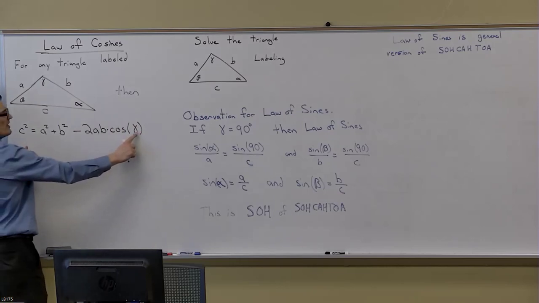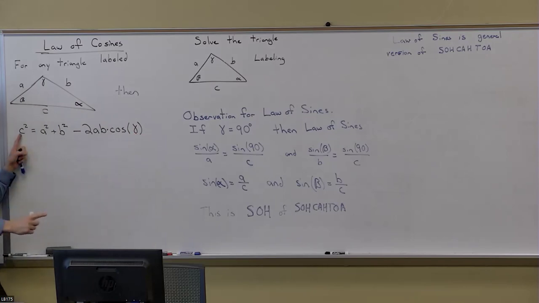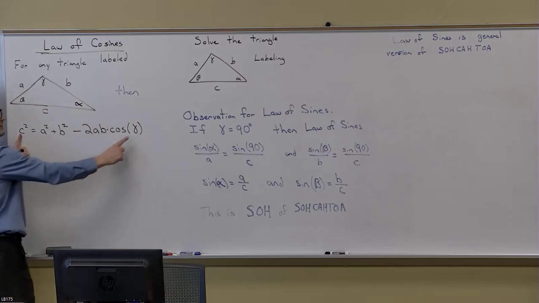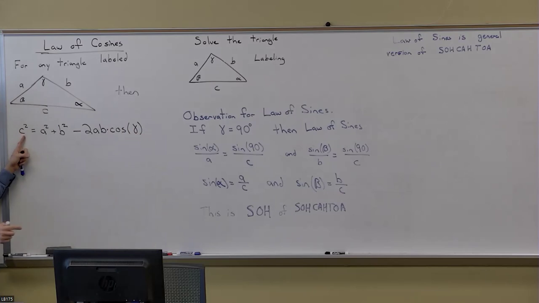So this gamma matches up with the c on the other side. So the angle we use is the angle opposite the length. Now you can actually do this for any of the sides or any of the angles.